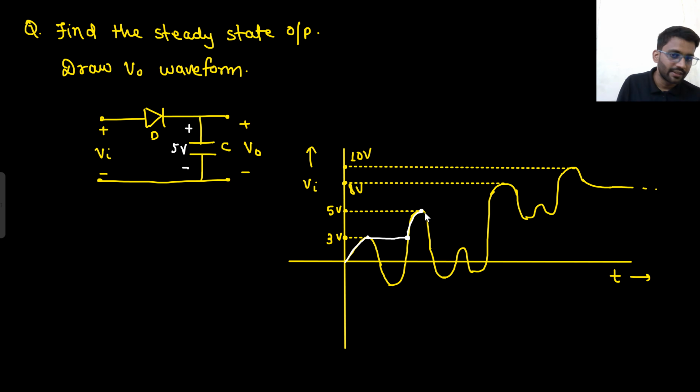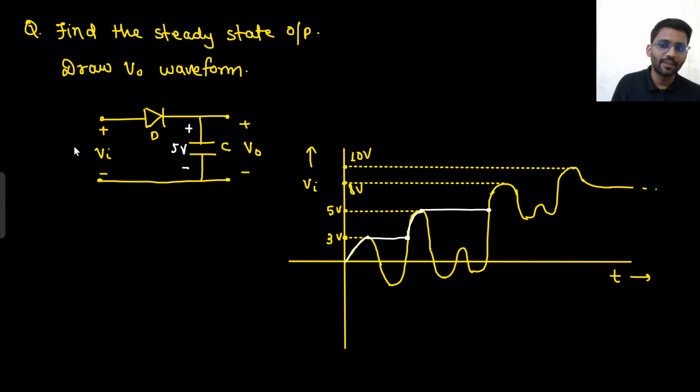Next moment, what is happening? The input is going down, 4.9. Here 5 volt, here 4.9 volt. That means the diode is off. Now if the diode is off, what will happen? The capacitor will retain its voltage. It is retaining its voltage till what point? Till 5 volt.